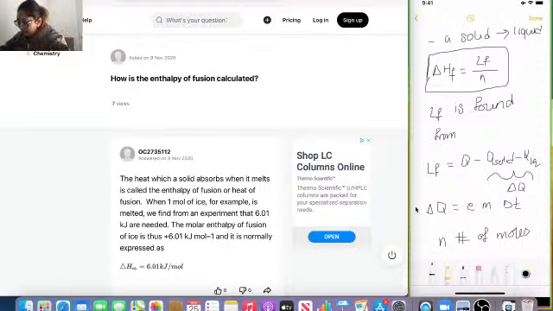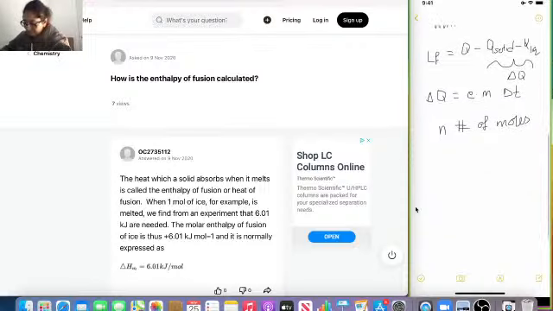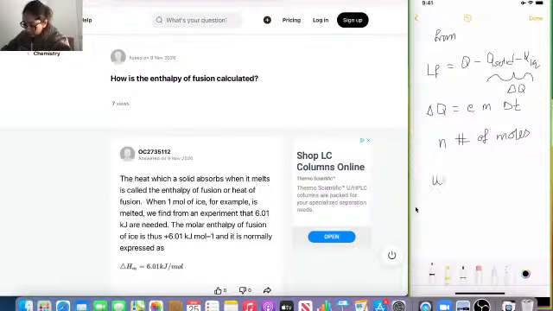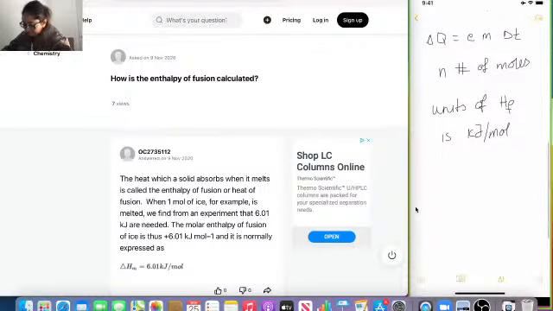And so here they have given an example. The units of heat of fusion are kilojoules per mole. Over here they have an example where 1 mole of ice is melted, and we find from an experiment that 6.01 kJ are needed. So this is a simple example.